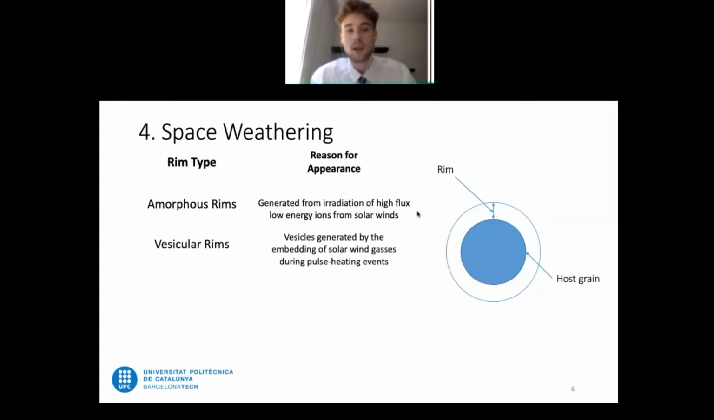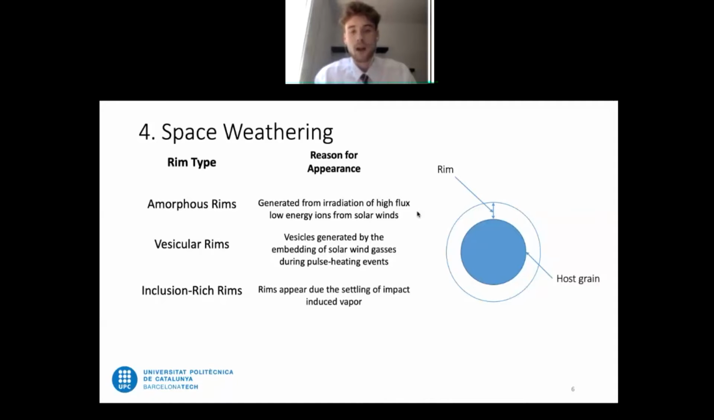We also have vesicular rims. In these rims, there are tiny vesicles which tend to be in the region of less than or equal to 50 nanometers, and they tend to be within a 100 nanometer range surrounding the host grain. These vesicles are generated by the embedment of solar wind gases during a pulse heating event. We also have inclusion-rich rims. These rims appear by the settling of impact-induced vapors.